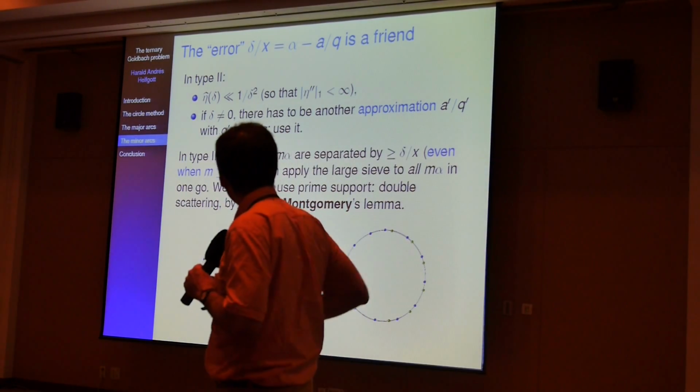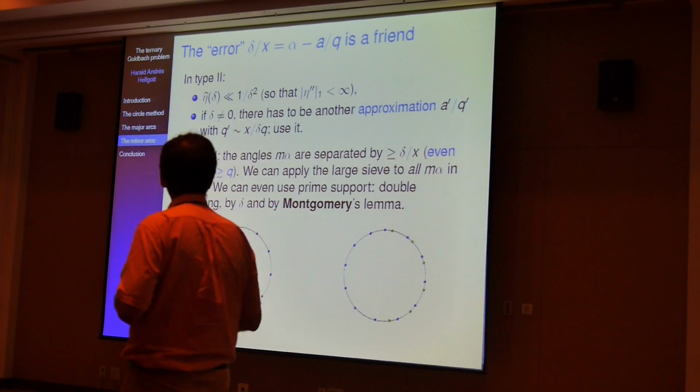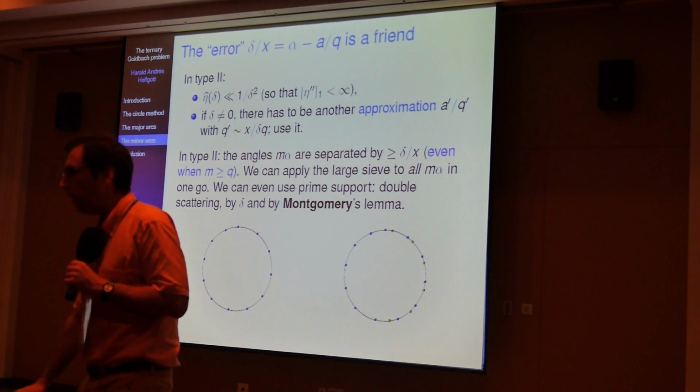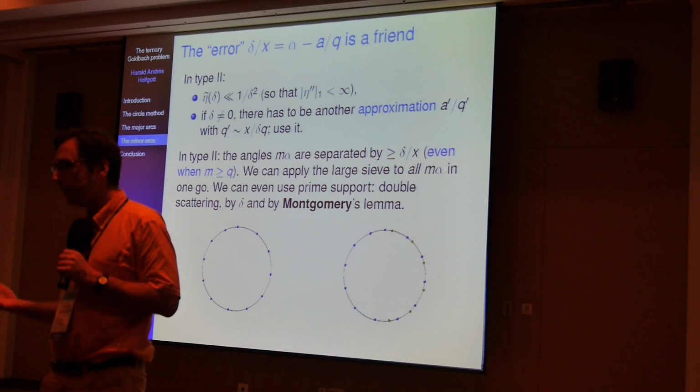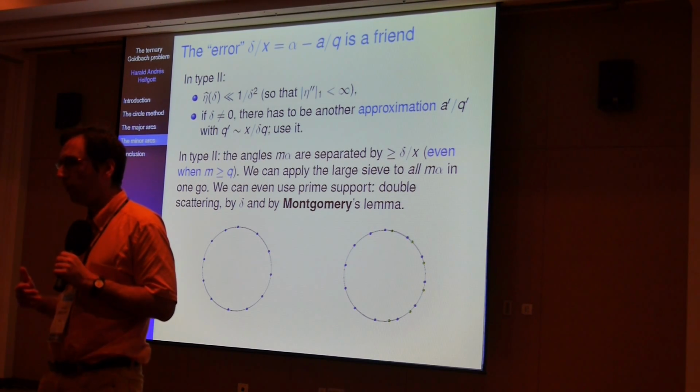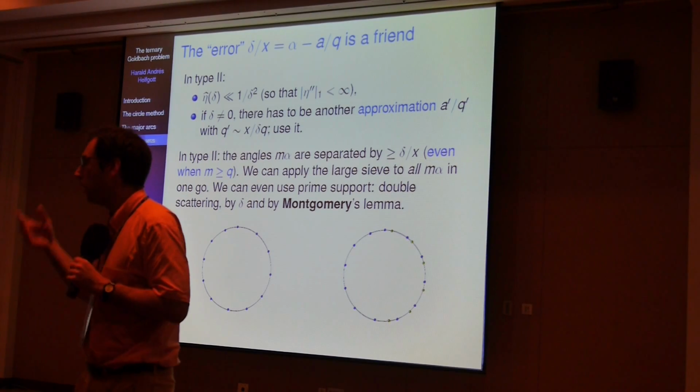And another thing, finally, a picture. When you use a large sieve, the large sieve is basically an approximate Plancherel identity. A Plancherel identity tells you that the integral of the square of your Fourier transform is equal to your L2 norm.